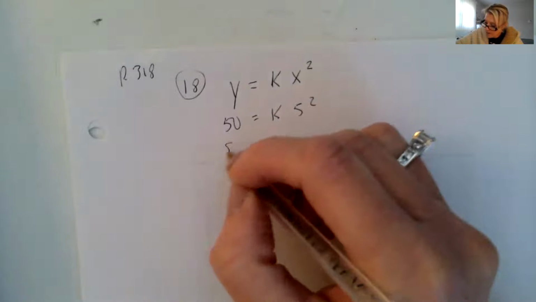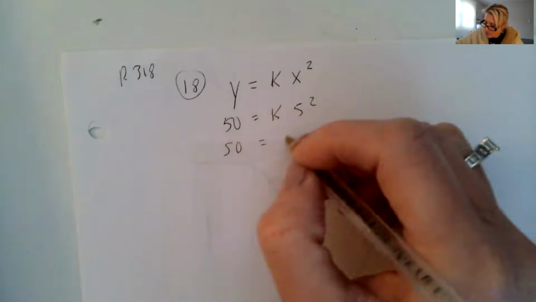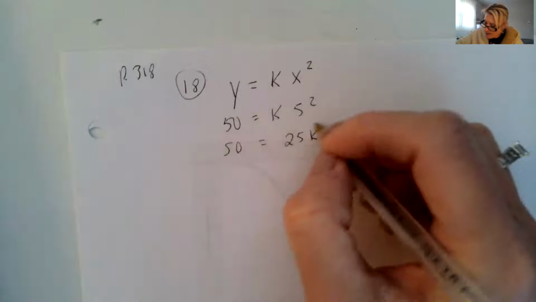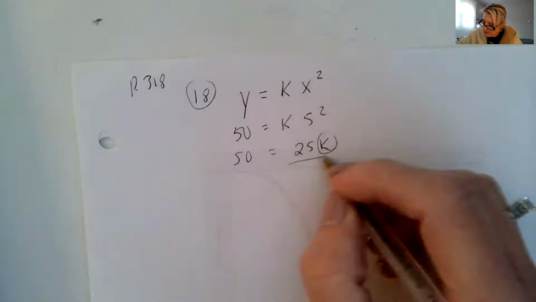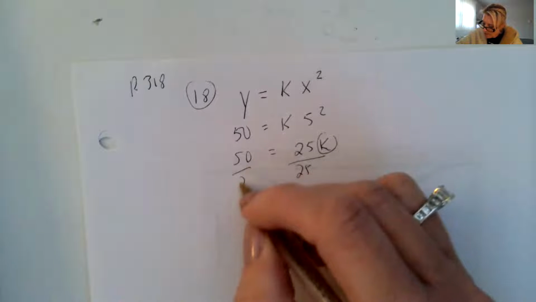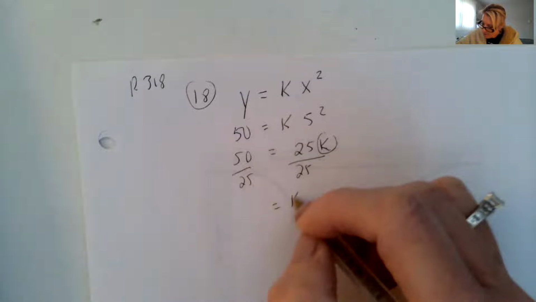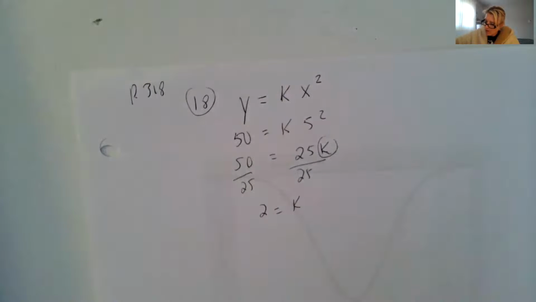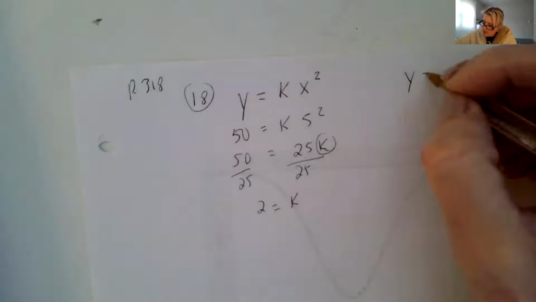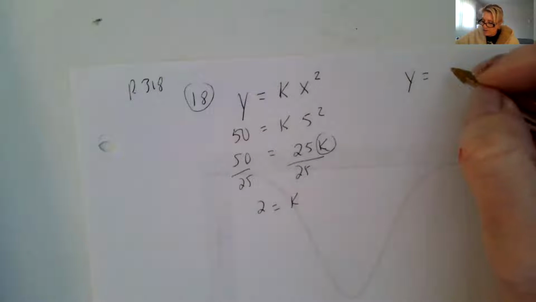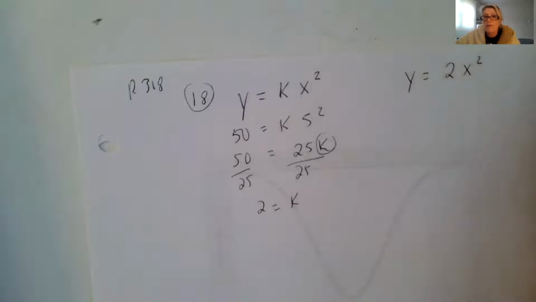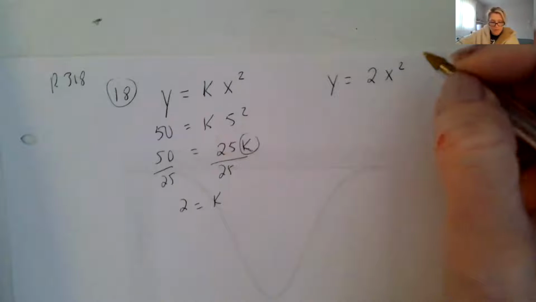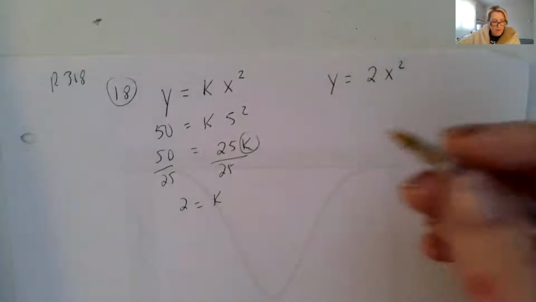So we can say 50 equals 5 squared, which is 25, times k. To solve for k, we can divide by 25, and we find out that k equals 2. So now our full equation, when y varies directly with the square of x, is y equals 2x squared.